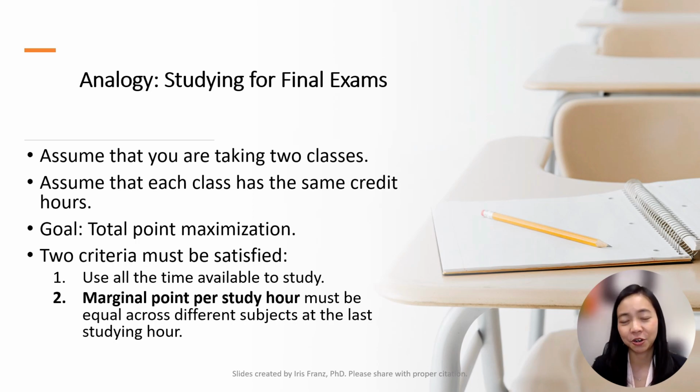As an academic advisor, I would advise you to do two things. First, use all the time available to study. And second, make sure that marginal point per study hour is equal across these two different subjects at the last studying hour. What is marginal point per study hour? That is, you calculate in your own head that for each additional hour you study economics, you will get, say, 5 additional points in the economics final exam. Then your marginal point per study hour for economics is 5 points.